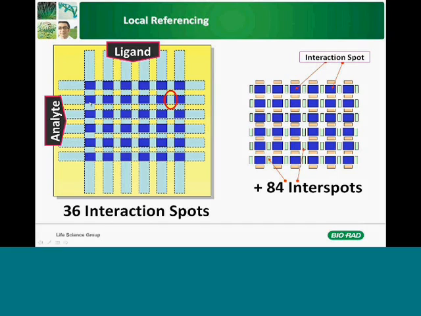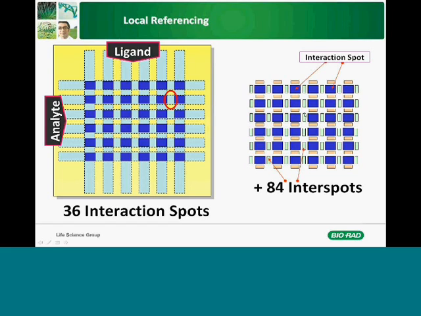But in between those dark blue spots, we are also measuring the spots in between, what we call interspots. And on those spots, the analyte is flowing, but there is no ligand. So this is perfectly used for referencing, to remove drift, if there are bulk effects or any other kinds of things that need to be removed that don't belong to the binding itself.